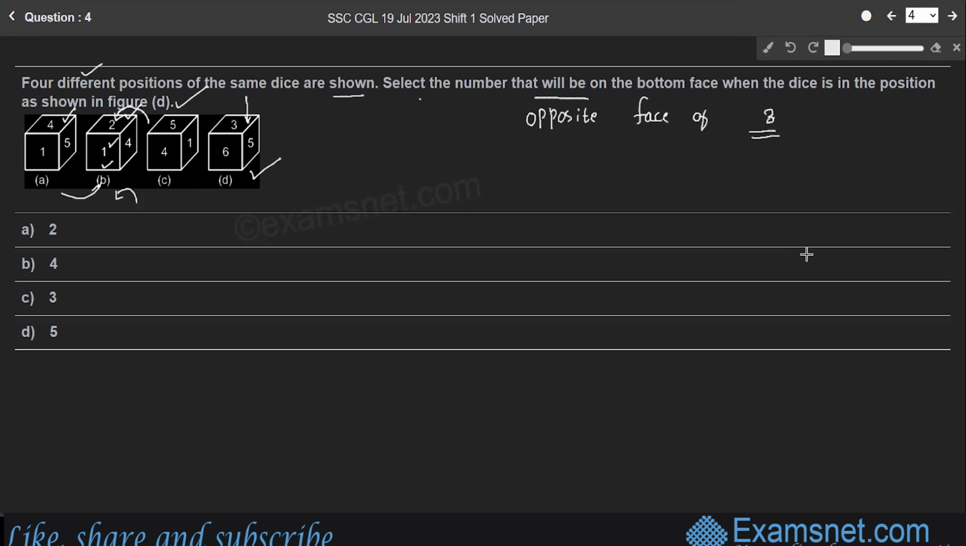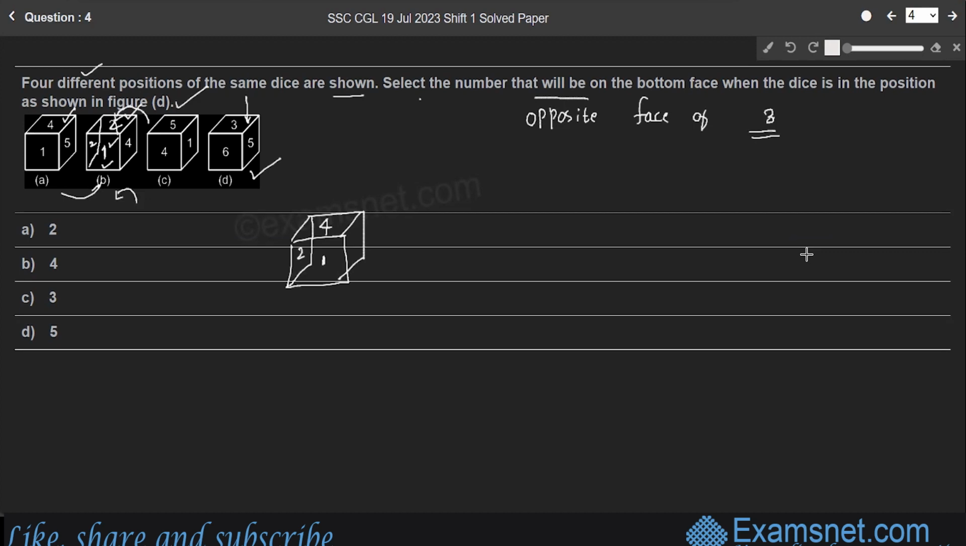rotate the dice through 90 degrees, right? So 4 becomes the top face. So in that condition, 2 becomes the left face. When 4 is the top face, 2 becomes the left face. 1 is the front face. Compare this with the first position, right? I'm just showing the second position of the dice when it is rotated through 90 degrees, right? So in that case, 4 is the top face, 2 becomes the left face, 1 is the front face.